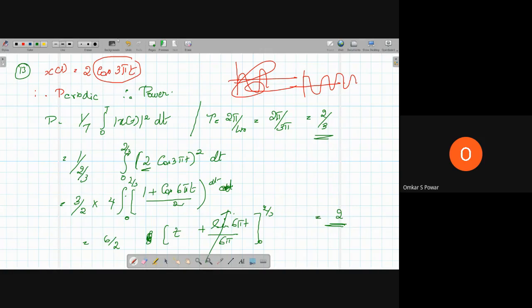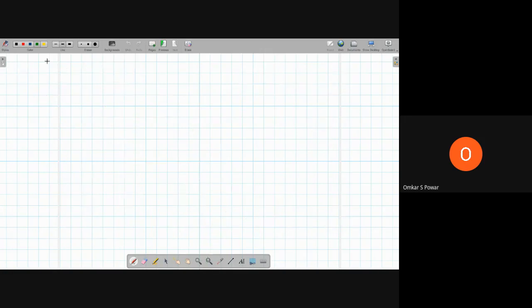Okay, I will take another problem with respect to periodic when the equation is given, so that you will get a better idea. Okay, so let me take this as problem 14. So x of t is equal to, some general equation I'll take, A cos omega naught t plus theta. So by the look of it, we can say it is a power signal.